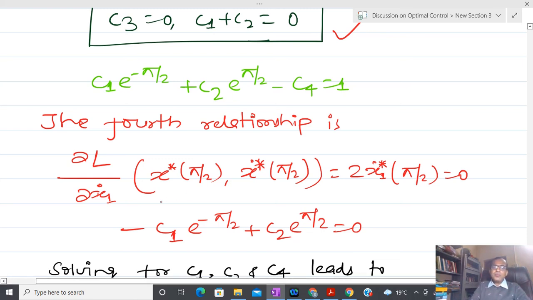And I have told you that since only x1 is free, one expression that comes into the picture is dou L by dou x1 dot. Okay, and here everywhere I have to update x star at pi by 2. Could you please guess why I have written generalized here, and not x1 and x1? Anyone, could you please guess? Or have I done something wrong?